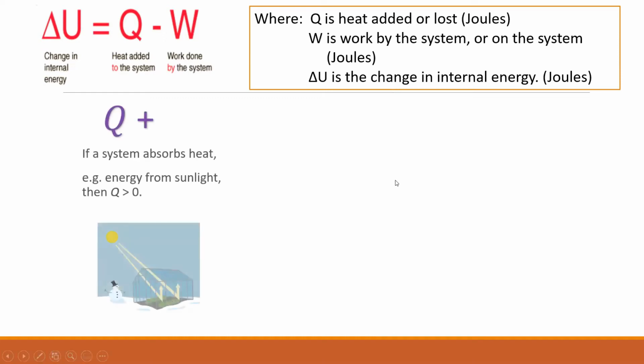Okay, so the first thing I wanted to show you guys is the two signs of Q. When is Q positive? Q is positive if the system absorbs heat. For example, if energy comes from the sun, then Q is greater than 0. Can you give me another example of something absorbing heat? I've done one here: a system absorbing heat from the sun.